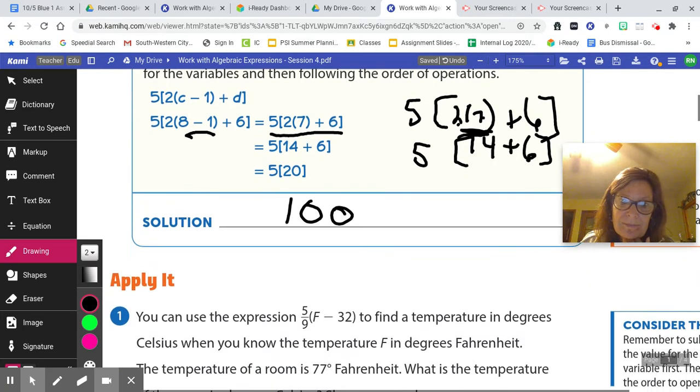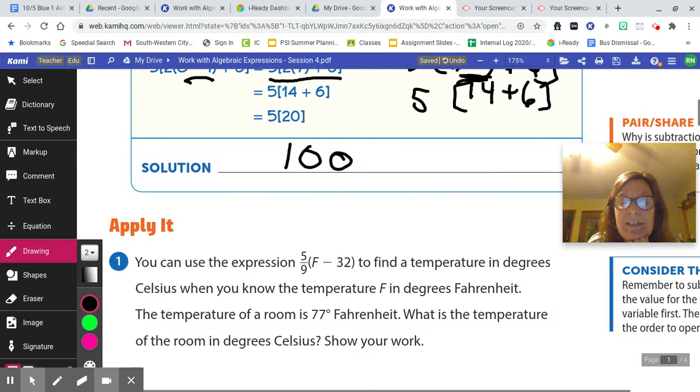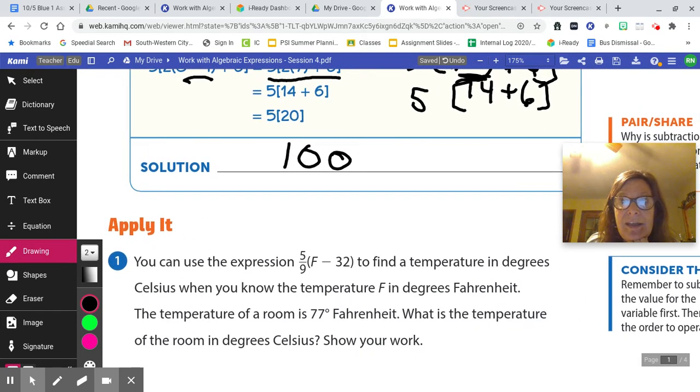So let's apply this. This is similar to something we talked about in science class, the difference between Fahrenheit and Celsius. And there is a formula you can use when you go from Fahrenheit to Celsius. So here's the expression 5/9 of (Fahrenheit minus 32) to find the temperature in degrees Celsius when you know that F in degrees Fahrenheit. So when I know the Fahrenheit, I can substitute it for the F and then find the Celsius.